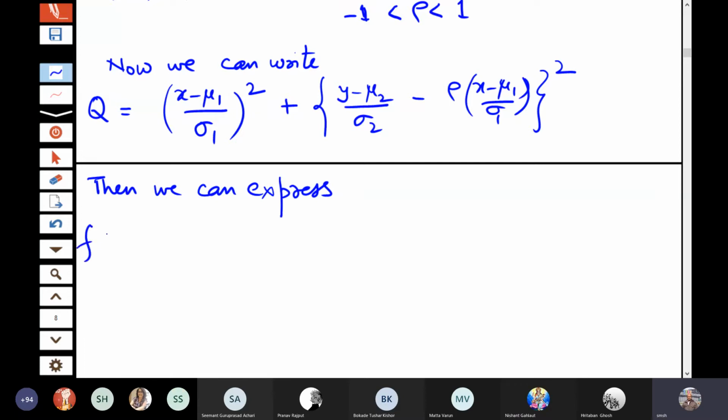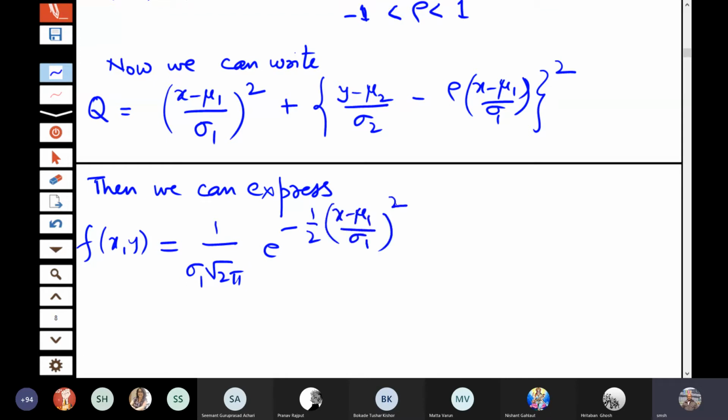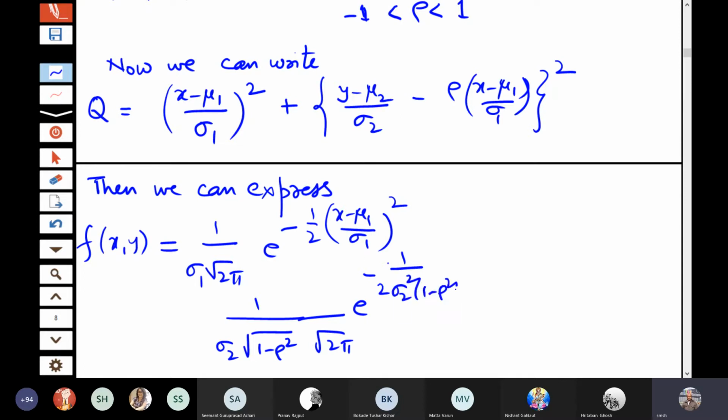If that is so, I can write this joint distribution f(x, y) like this: 1 by sigma 1 root 2 pi, e to the power minus 1 by 2 ((x minus mu1) by sigma 1) square, multiplied by 1 by sigma 2 root (1 minus rho square) root 2 pi, e to the power minus 1 by (2 sigma 2 square (1 minus rho square)) times (y minus (mu2 plus rho sigma 2 (x minus mu1) by sigma 1)) whole square.